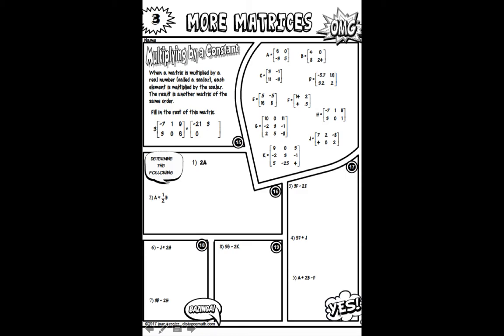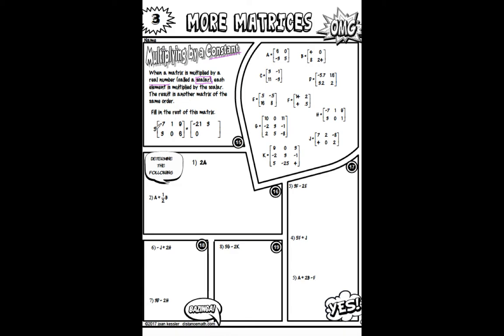Okay, last page, multiplying by a constant. Multiplying by a constant is basically the same thing as distributive property. So when a matrix is multiplied by a real number called a scalar, this is another vocabulary word. Scalar is a vocabulary word. That means real number or constant. Each element is multiplied by the scalar. The result is another matrix of the same order.